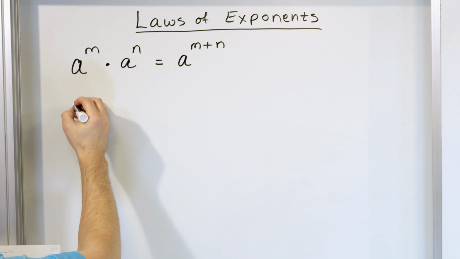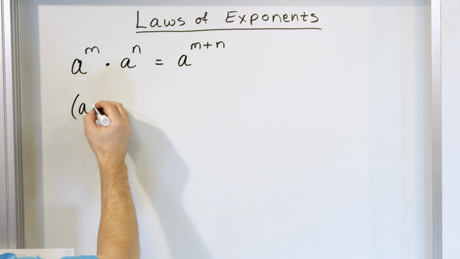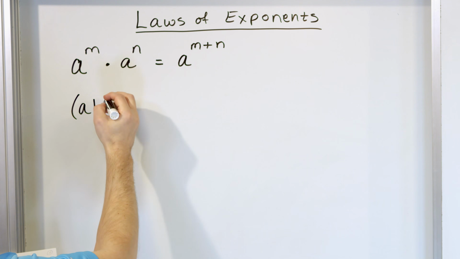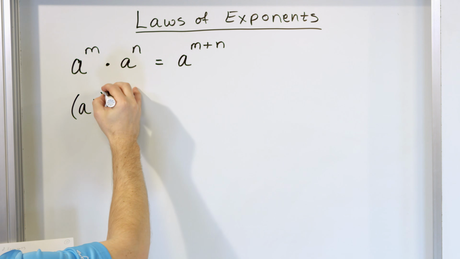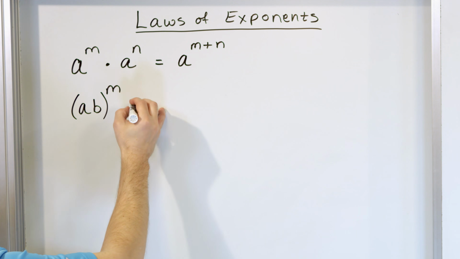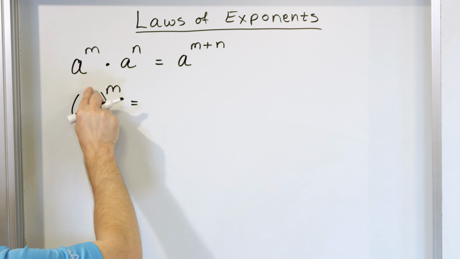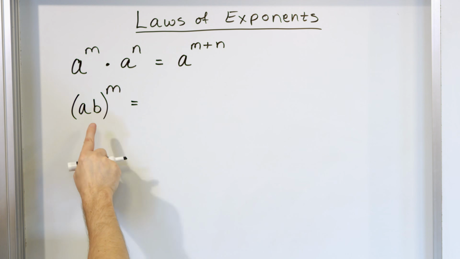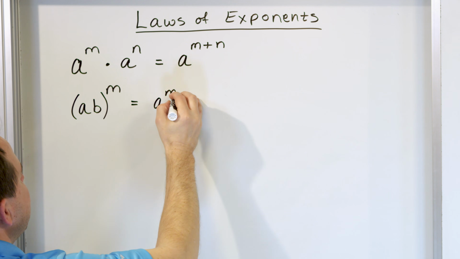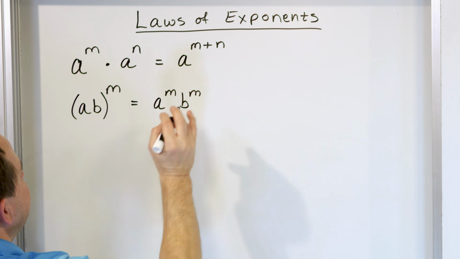The next law of exponents is if I have a times b, where a and b could be variables, they could be numbers, but they're multiplied together inside here. And on the outside, I have the whole thing raised to a power called m. Then what ends up happening is this m gets applied and distributed, for lack of a better word, to everything on the inside like this. A to the power of m times b to the power of m.